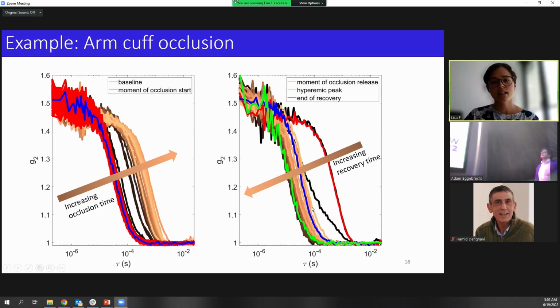On the right-hand side, we see then the recovery period. So the red curve shows the moment at which the arm cuff was released, we saw then that there was a drastic change in the G2 curves where they all started to decay a lot faster. So the green curve shows this hyperemic peak, and then the rest of the curve shows just the behavior of G2 during the recovery period.